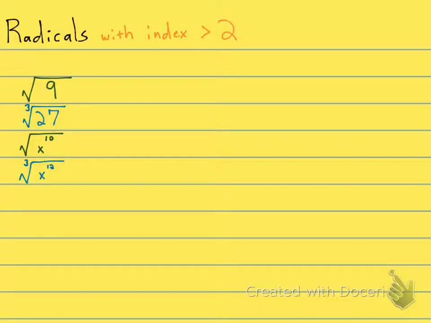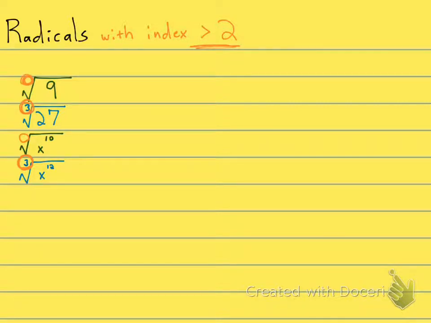So let's look at radicals with an index that's greater than 2. Okay, now what's the index? The index is the little number inside of this radical symbol. Now you can see that for the blue ones here, the index is 3. But for the green ones, there is no index written there.